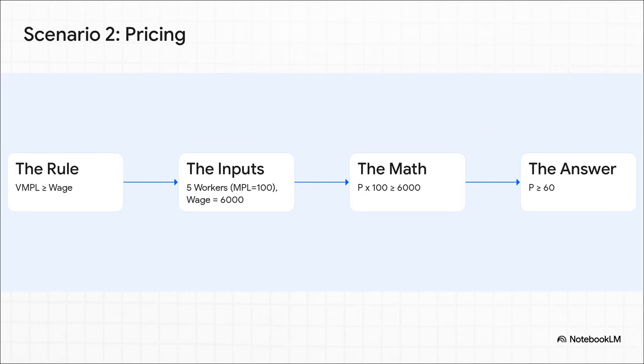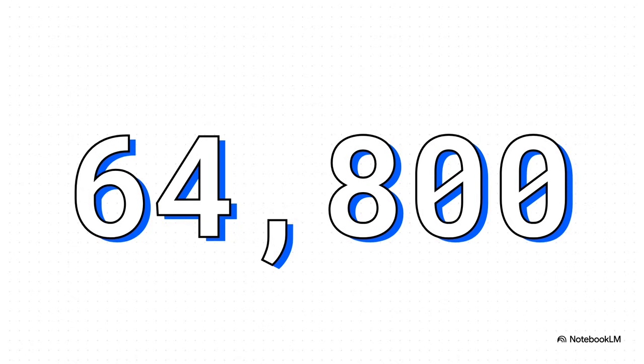We use the exact same rule, but this time we're solving for P, the price. Price times our 5th worker's MPL of 100 has to be at least 6,000. Well, that means the price has to be 60 or more. And just look what happens to the profit if the market price is in fact 60. Wow, the bottom line absolutely explodes. Under these new conditions, the maximum profit jumps all the way to 64,800.